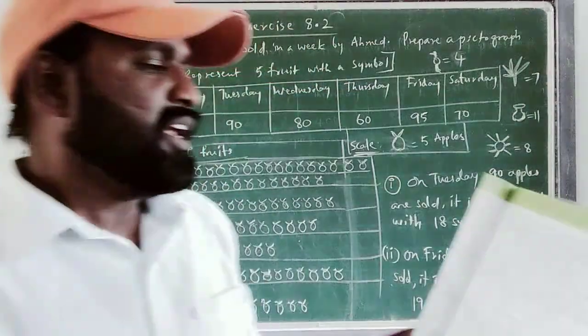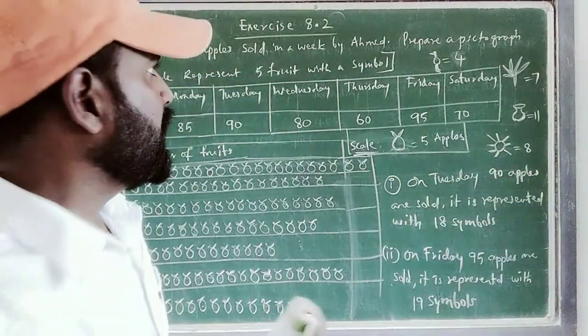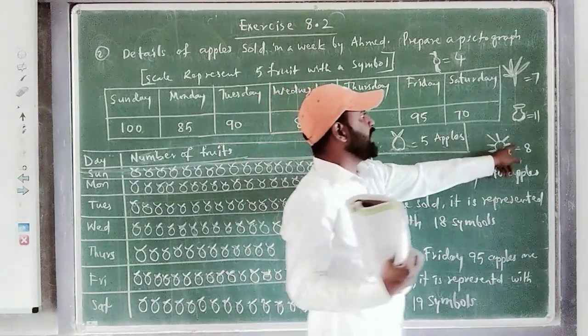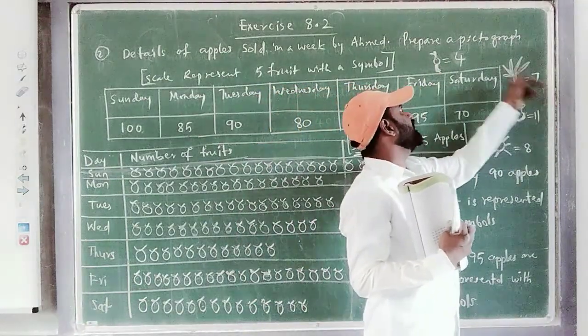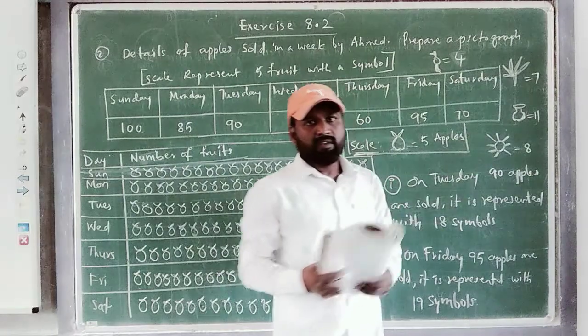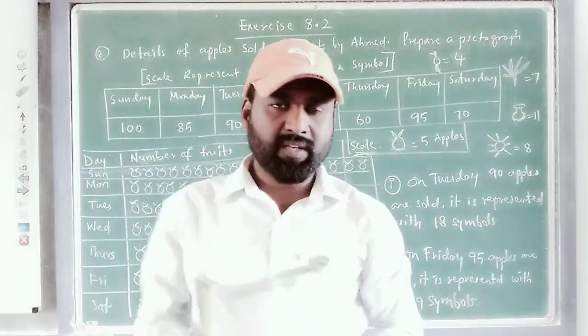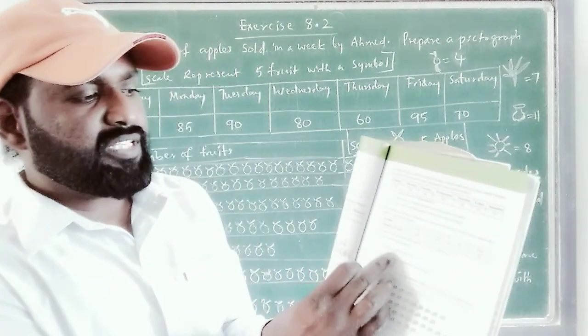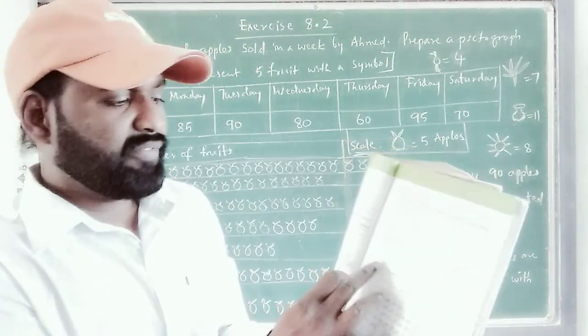Again, questions are given. Which symbol gets least votes? Watch only. No? See, the sun is 8, pots are 11, trees are 7, watches are 4 only. So least votes are watches. So which symbol gets least votes? Watch symbol. First question answer.